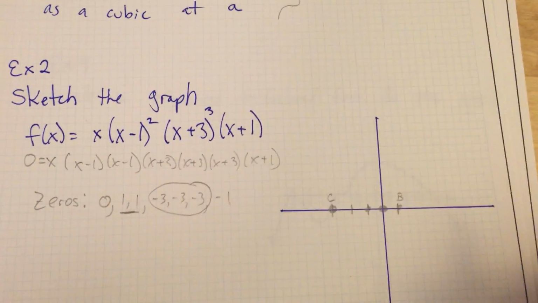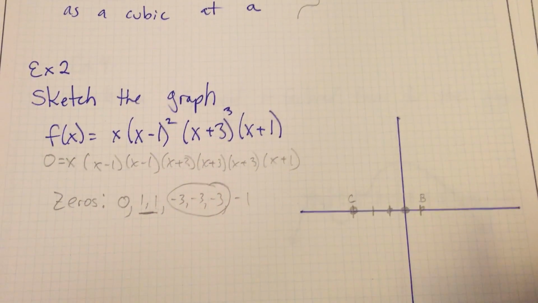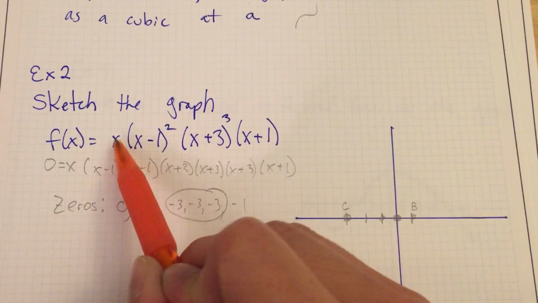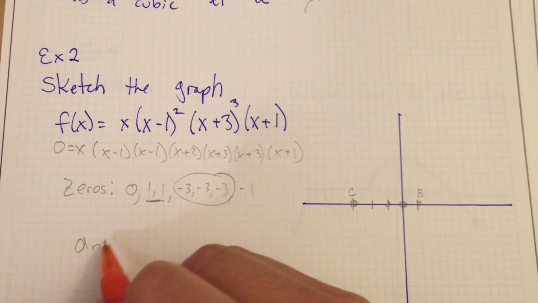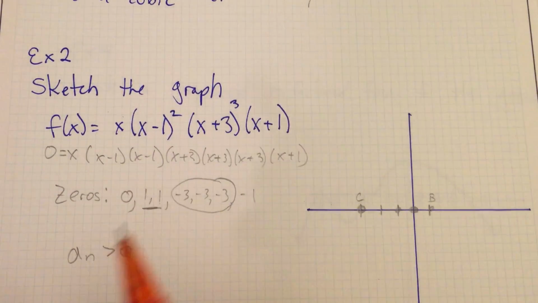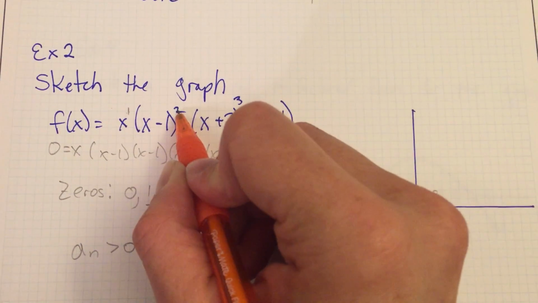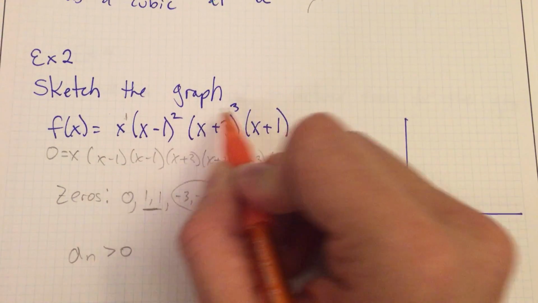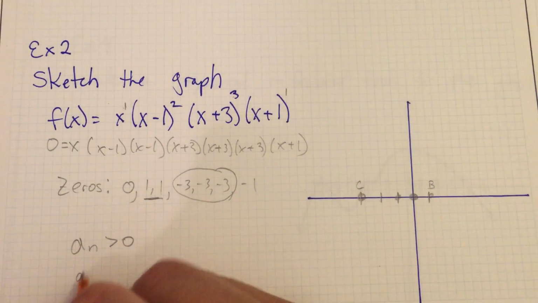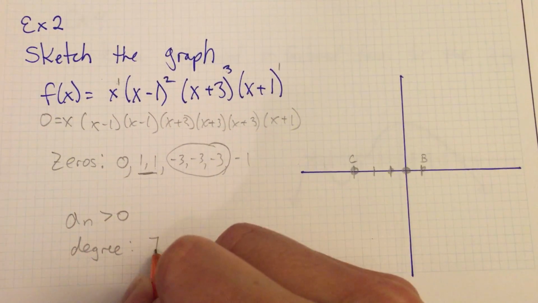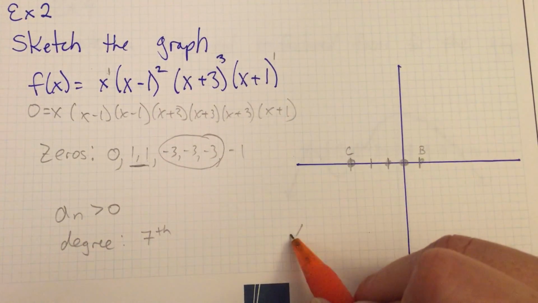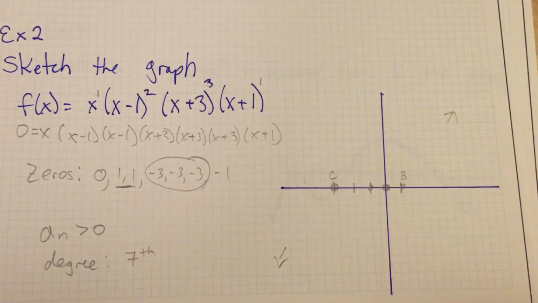Now this one's going to be a little bit more challenging to figure out what my end behavior is. So notice that I don't have any negative numbers in front of this x. So I do know that my a of n is greater than 0. And then all you want to do is add up those exponents. So I got a 1, 2, so total I have 3. 3 plus 3 gives me 6, and then I have a power of 1 right there. So my degree is a 7th power. So again, it's positive, it's 7th, so I know I'm going to go in opposite directions one more time.